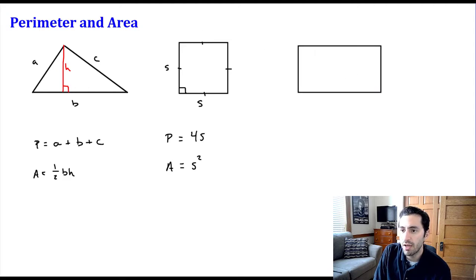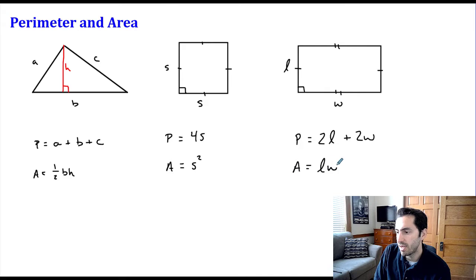So a rectangle also has right angles, but now we have two sets of sides that are congruent. So the left and the right are the same, and the top and the bottom are the same. And then let's just call this the length and the width. So the perimeter, again, it's just adding up all the sides. So we have length plus a width plus a length plus a width. We have two lengths and two widths. So we can shorten that up into 2 times L plus 2 times W. And then the area of a rectangle is length times width.